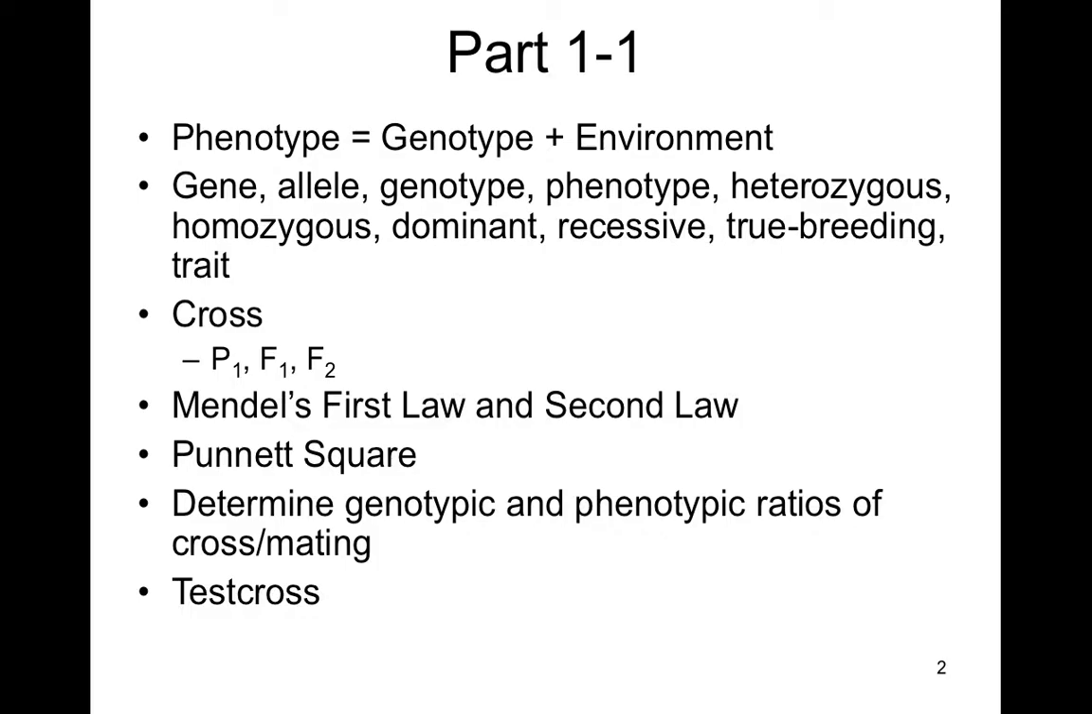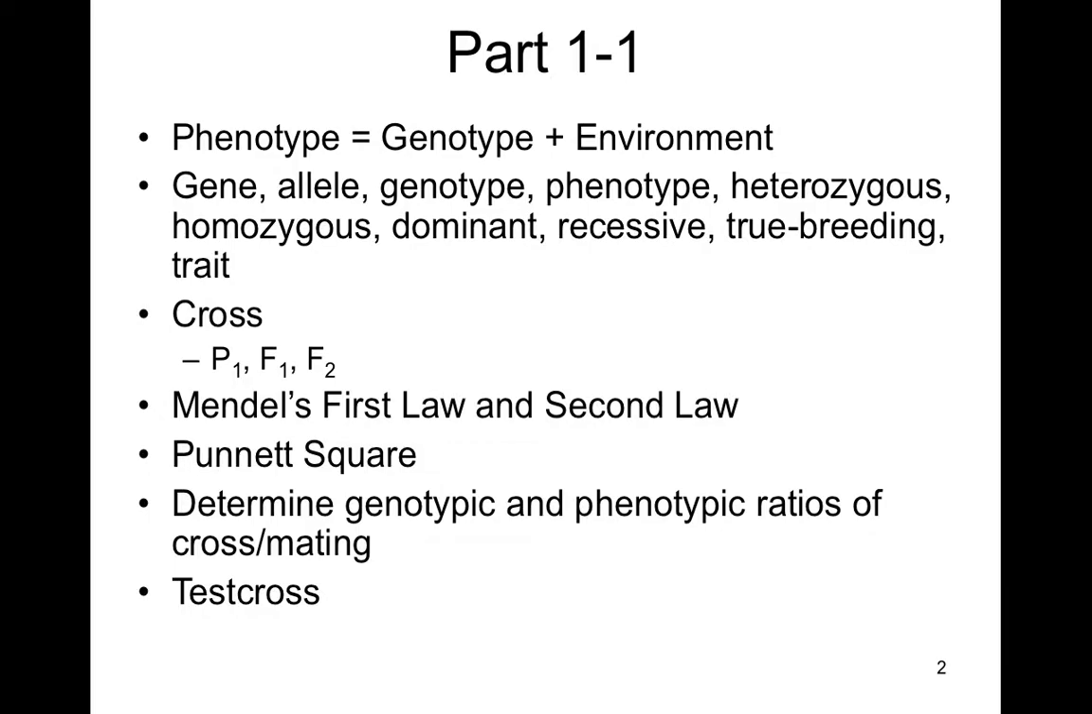Gene, allele, genotype, phenotype, heterozygous, homozygous, dominant, recessive, true breeding, trait: these are terms that you are familiar with now. You understand the basics of a cross, starting with the parentals that give rise to the F1 progeny, which when self or intercrossed, give rise to the F2 progeny.